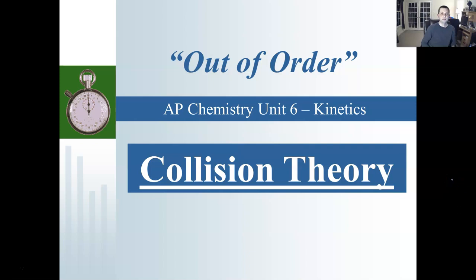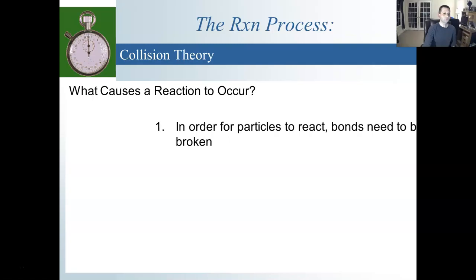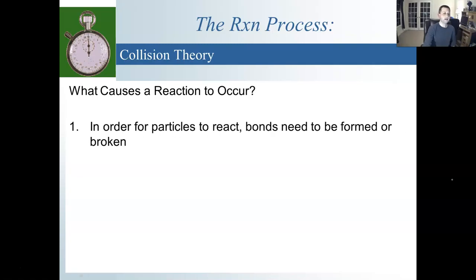What we're going to do today is continue with our unit on kinetics, and we're going to talk about something called collision theory. Now, collision theory, I think, is pretty easy, and it really is just going to focus on what causes reactions to occur, and how can we get them to occur at a faster rate. So in order for a reaction to occur, a couple things need to happen.